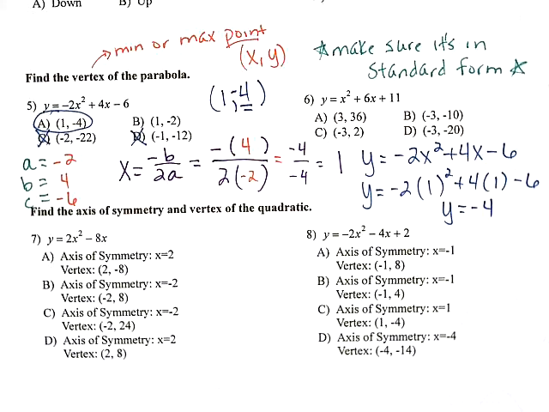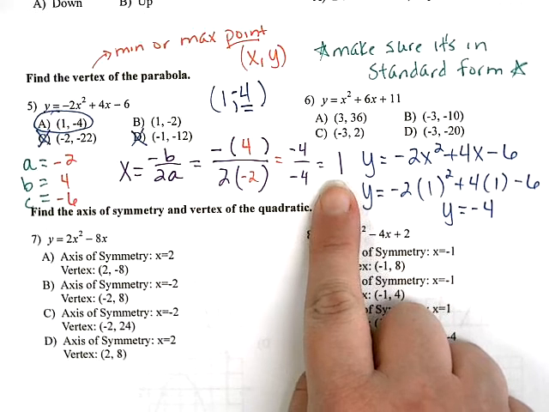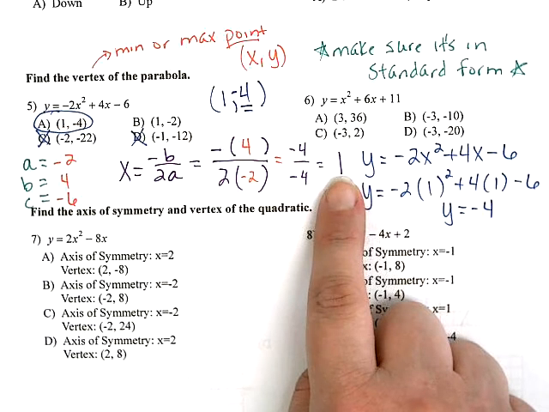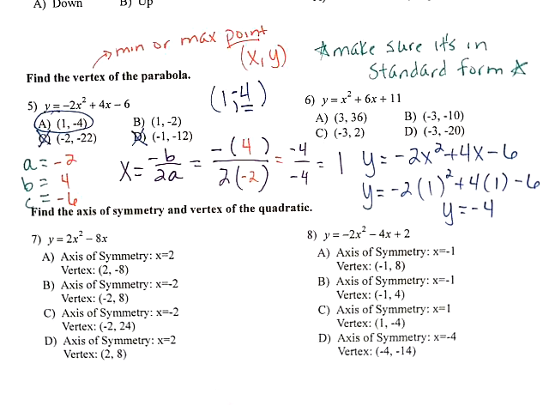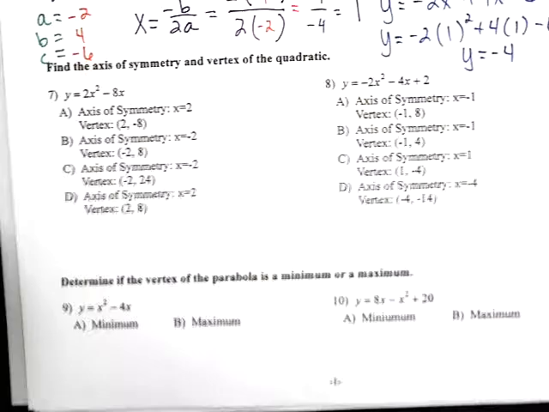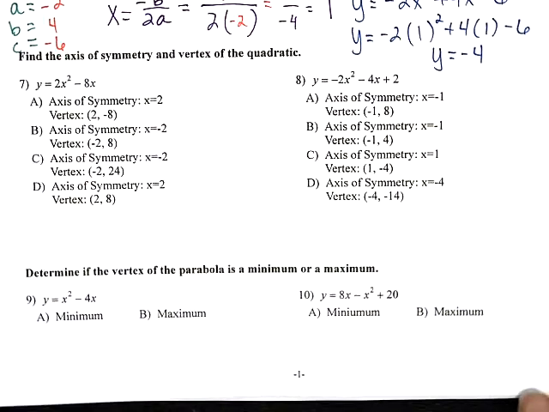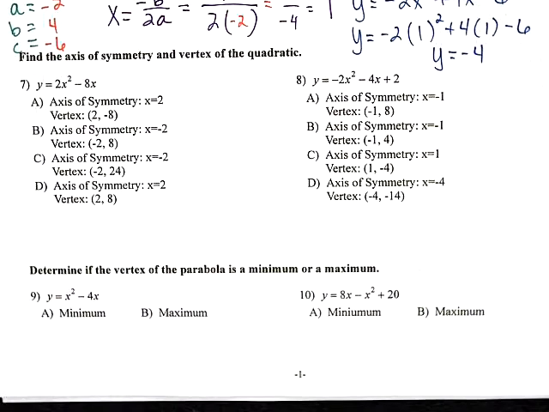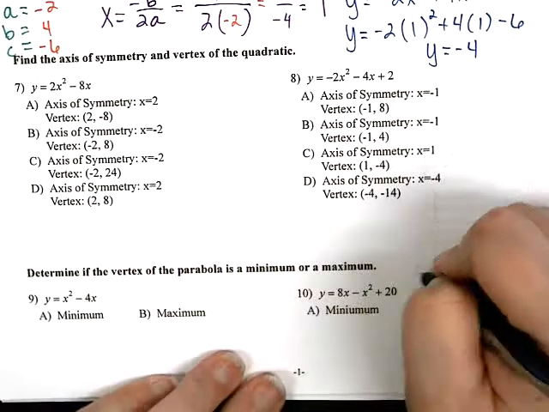Questions 7 and 8 are very similar to numbers 5 and 6. You're going to be finding the vertex, and then just remember your axis of symmetry is the x part of your vertex. So in this case, the axis of symmetry would be x equals 1. I'm not going to do one of those in the video. Determining if your vertex is a minimum or a maximum, the first thing you want to do is put it in standard form.